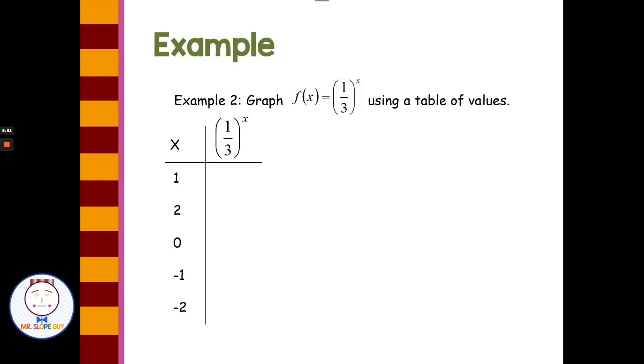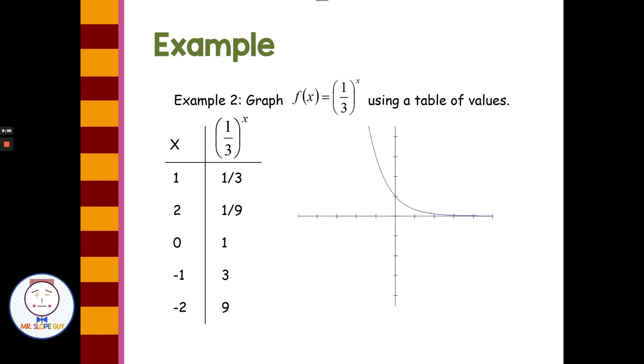All right, let's take a look at another one. We have f of x equals 1/3 to the x power, and we're going to complete this table. Anything to the 1 power is just itself, 1/3. 1/3 squared is 1 times 1, and 3 times 3 gives us 1/9. Anything to the 0 power is 1. And when we have an exponent of negative 1, that gives us the reciprocal or the inverse. So the inverse or reciprocal of 1/3 is 3 over 1, or 3. And then we can apply a negative 2 as an exponent and get 9.